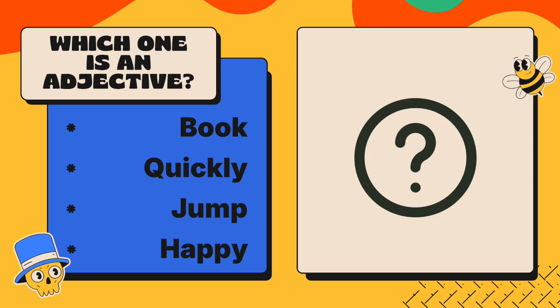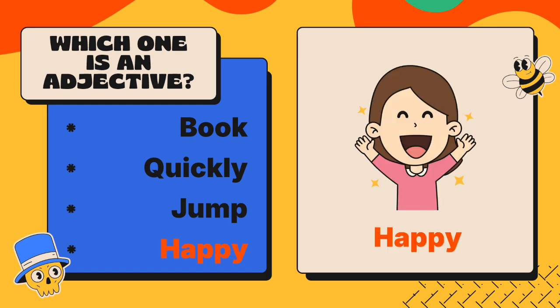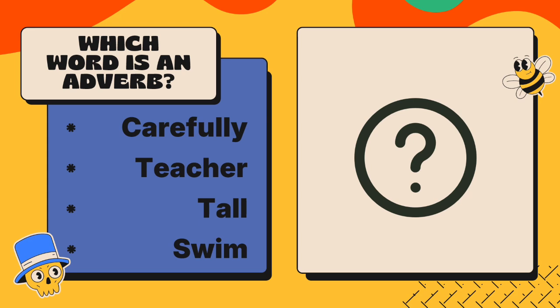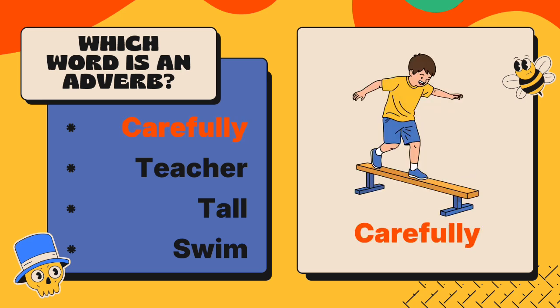Is it a book, quickly, jump, or happy? The answer is happy. Okay, for the last question, which one is an adverb? Is it carefully, teacher, tall, or swim? The answer is carefully. Yay, guys!